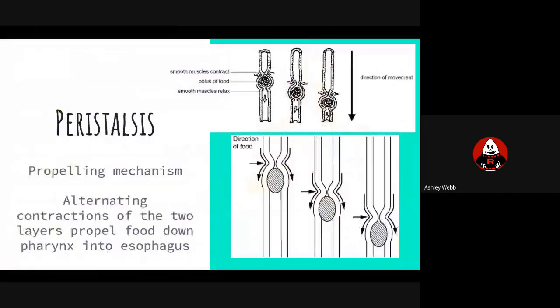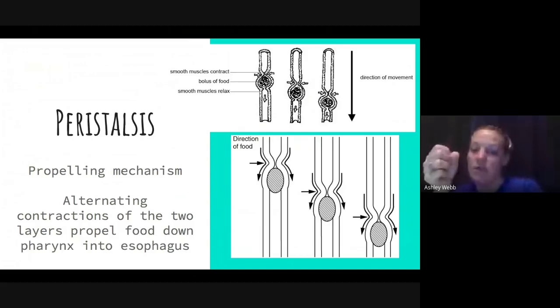Peristalsis, another vocab word for us, is a propelling mechanism. This is another time when I think of the water wiggles that we talked about in class, because the muscles contract above it, pushing the bolus of food down. The muscles on the bottom are relaxing, letting that food scoot down. So the alternating contractions of the two layers, the longitudinal layers and the circular layers, are what push the food down the pharynx into the esophagus.